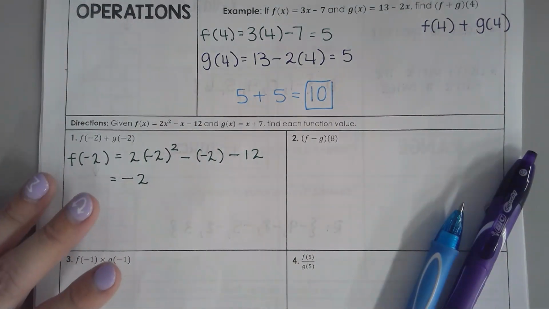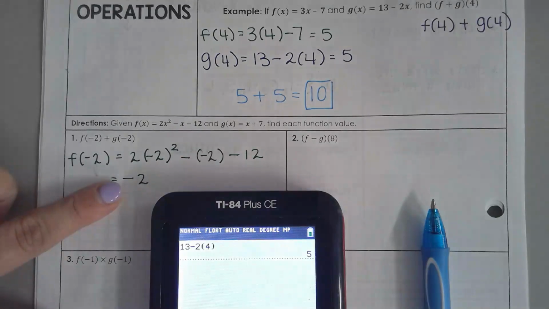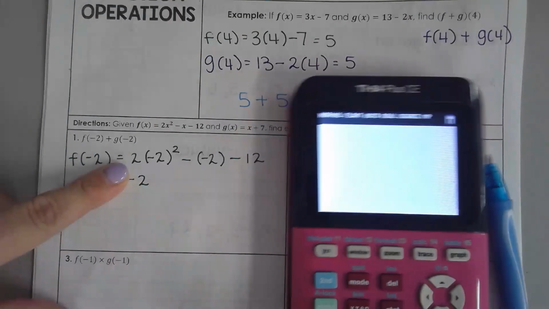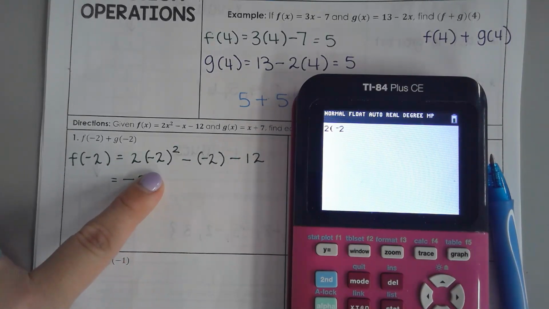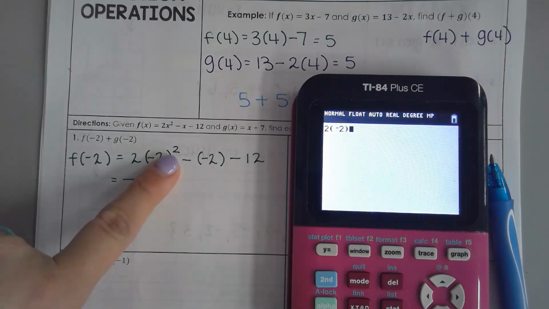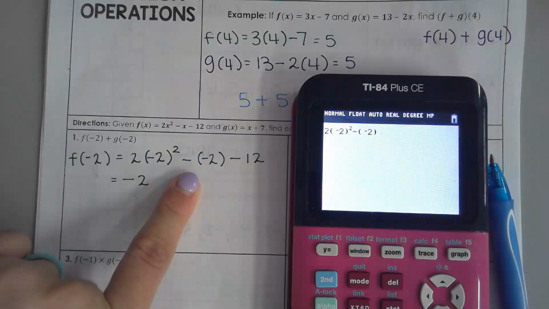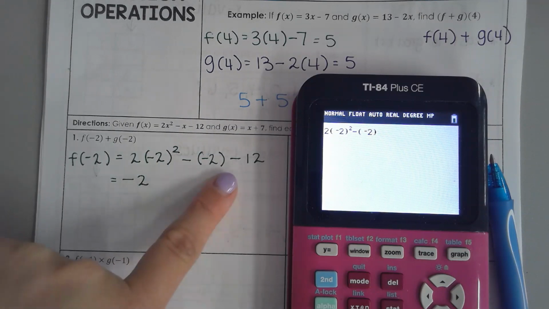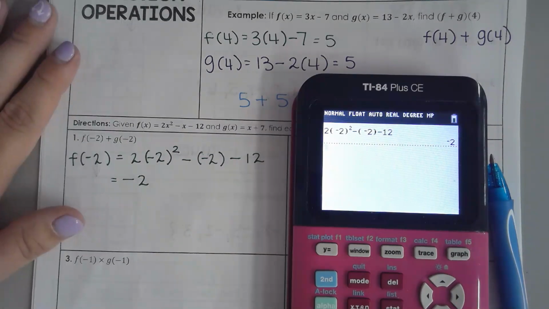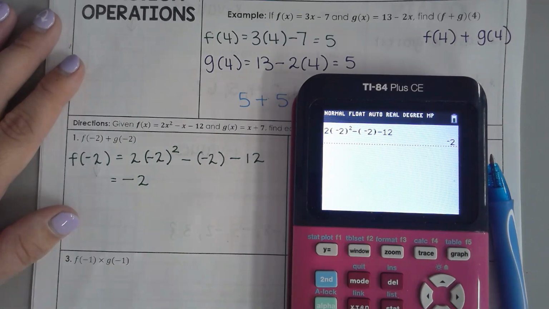Look at all those 2's. So if you didn't get negative 2 as your answer for this one, let's check. You should do 2 parentheses, negative 2, close them, squared, minus, and then I like to go ahead and put that back in parentheses, the negative 2 again. Technically, you could have done it without the parentheses, minus negative, and then minus 12, and you get negative 2. It's real easy to forget one of those negatives. You've got to be careful.